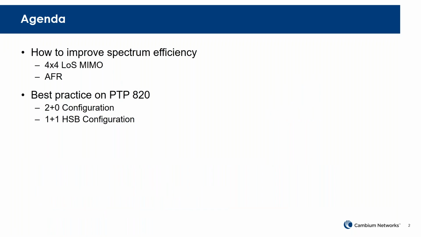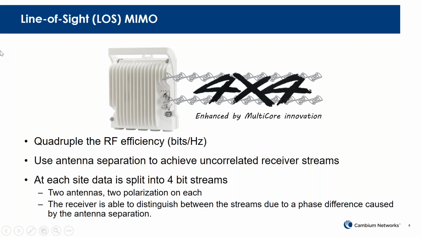Okay, so good. So 2 features for spectrum efficiency improvement. One is 4x4 MIMO, and the other one is AFR, Advanced Frequency Reuse. So when do you need to use 4x4 MIMO? Suppose you need to have a lot of capacity in your backhaul, and you either want to save money in certain scenarios, if the IF license is very expensive, or you're running out of IF resource. So what do you do? You can use 4x4 MIMO.